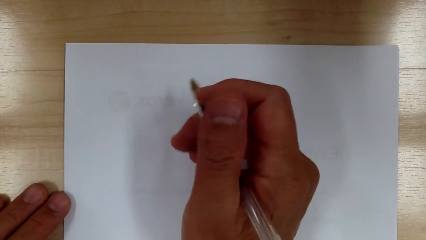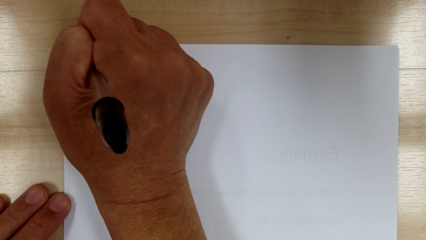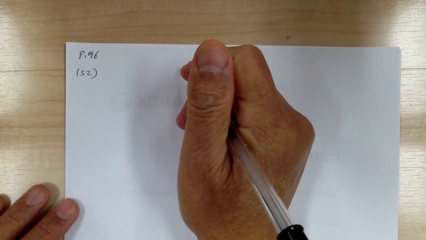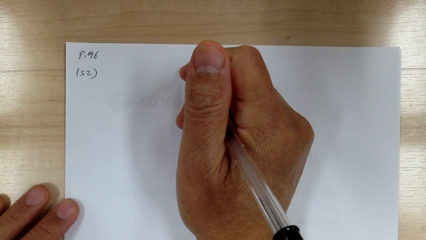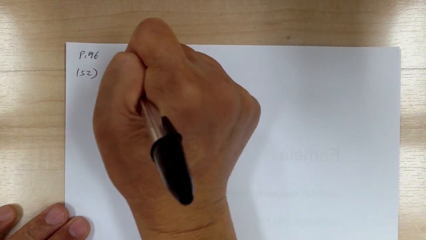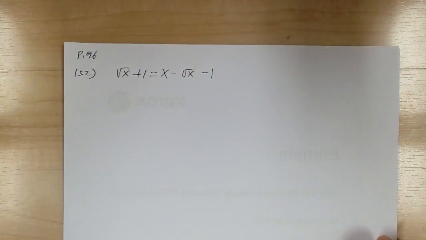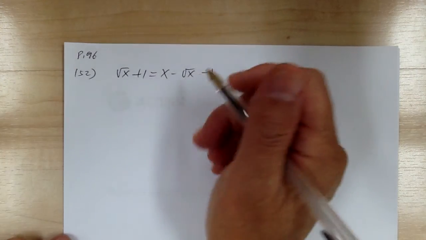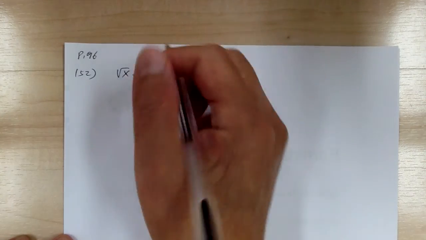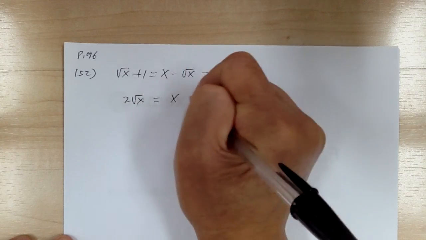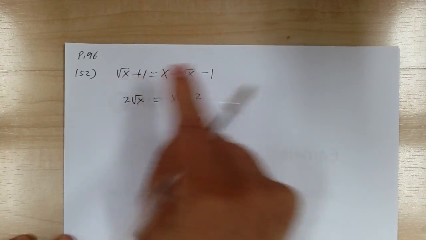Okay, let's go to number 152. You have square root of x plus 1 equal to x minus square root of x minus 1. So this is a radical equation. For a radical equation, you want to isolate your square roots. So move this over and move this over. So you got 2 square root of x is equal to x minus 2.